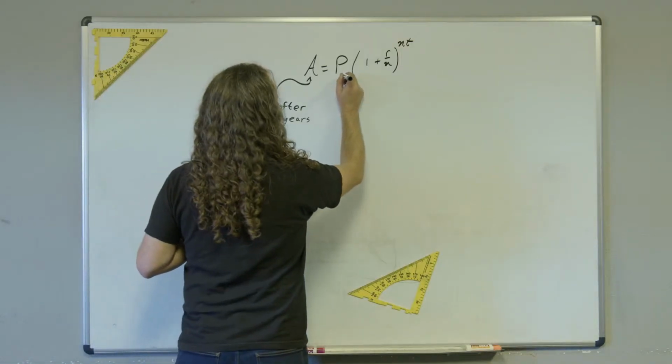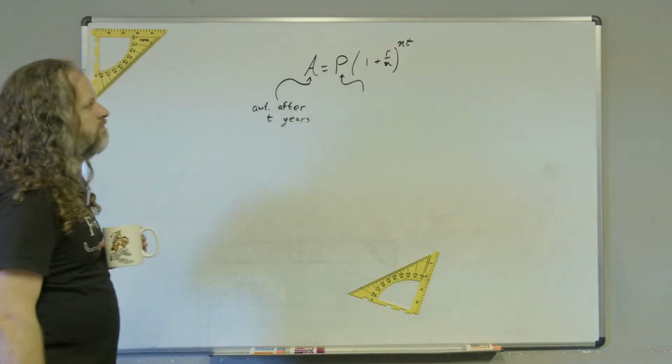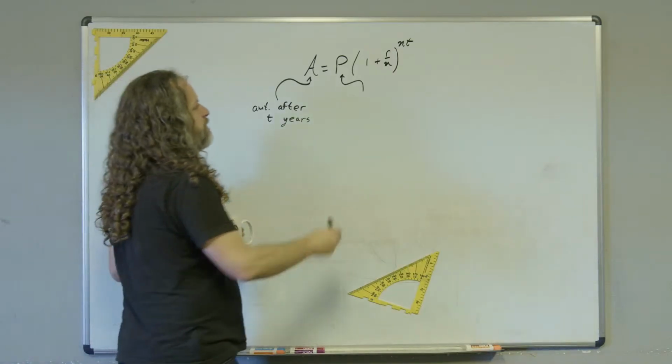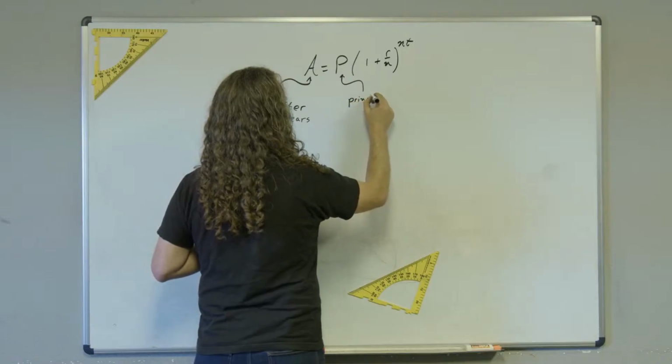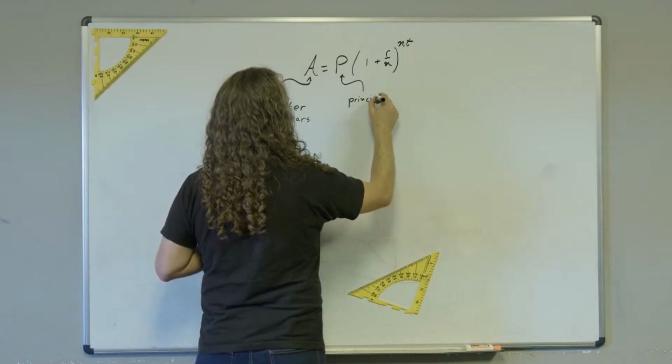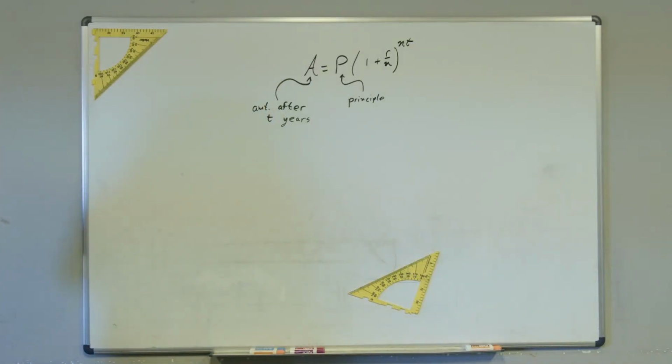What is P? Prerequisite. It is the principal. Principal investment. It's the amount you actually put in, the amount that you put in at the beginning. That's true.